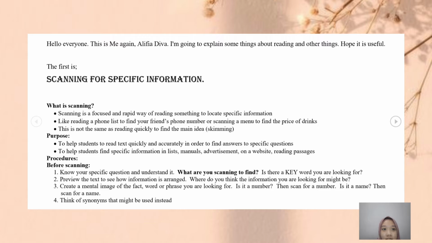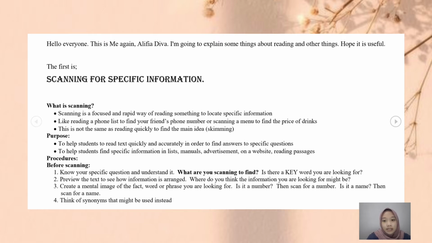What is scanning? Scanning is a focused and rapid way of reading something to locate specific information. Like reading a phone list to find your friend's phone number, or scanning a menu to find the price of drinks. This is not the same as reading quickly to find the main idea, or skimming.